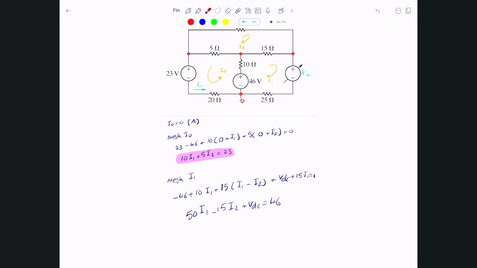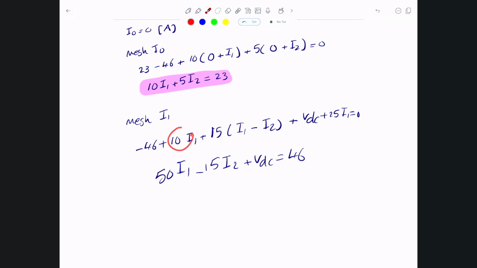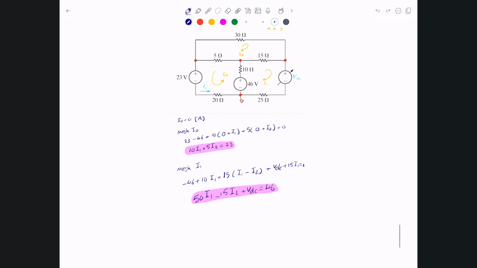Okay, so let me just double check. The I1, we have that one, and this one. Of course, the VDC, we kept it on the same side, the negative 15, and 46 became on the other side. So yep, that's the second equation, out of 3. So I need a third equation, and that third equation will come from the third mesh. So mesh I3, or I2 actually, I2.